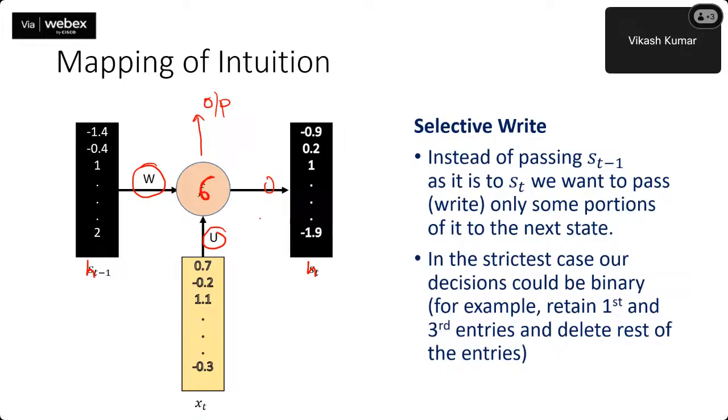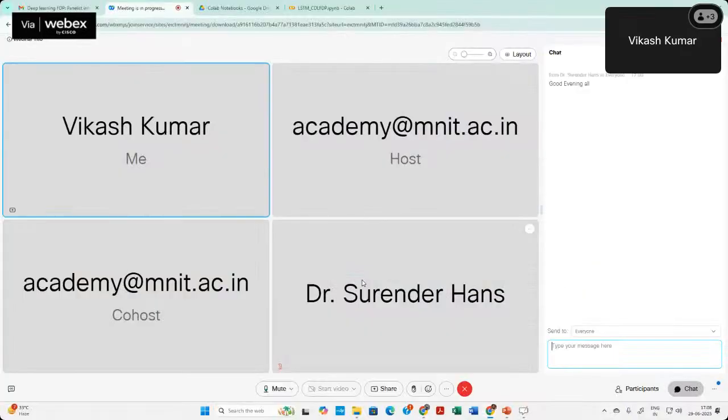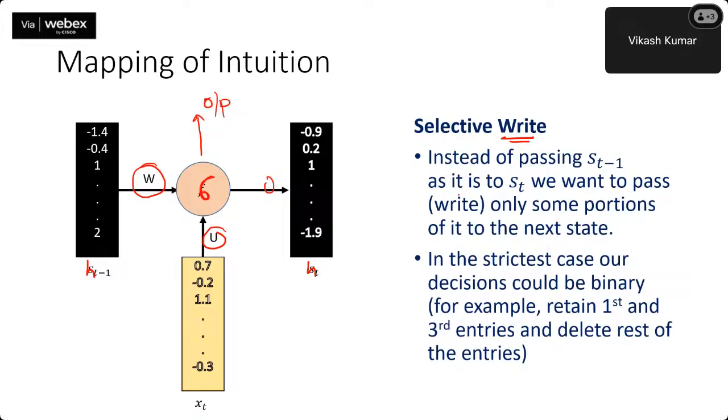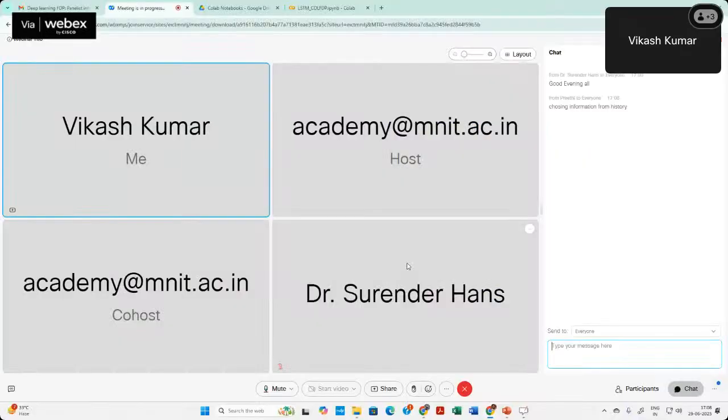So what we want is, in selective write, what was the purpose? What were we doing? What is the purpose of selective write? Anyone, please? Hmm? From history, and how does it affect? How will it affect the long-term memory?